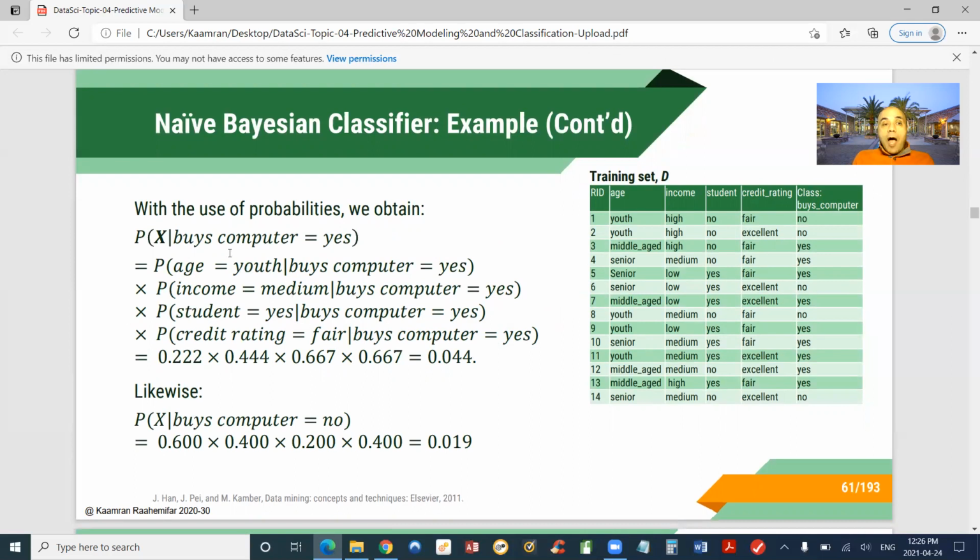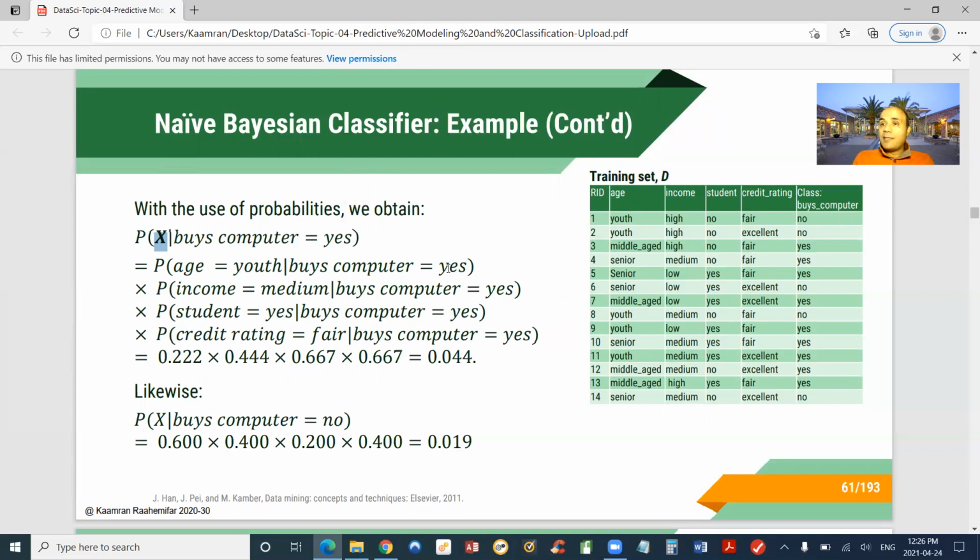So I want to say, if buys computer is yes, what is the likelihood that X has happened? X being age young, income medium, a student yes, credit rating fair. If someone buys the computer, what's the possibility that X was there? That combination existed. So for me to calculate that, I'm going to actually calculate all of the yeses together.